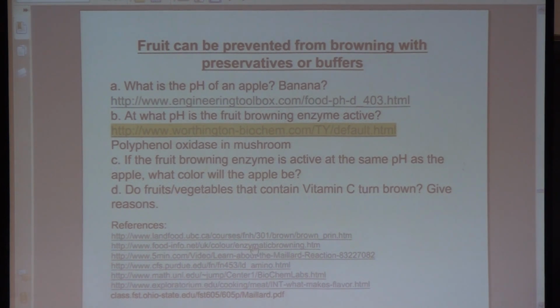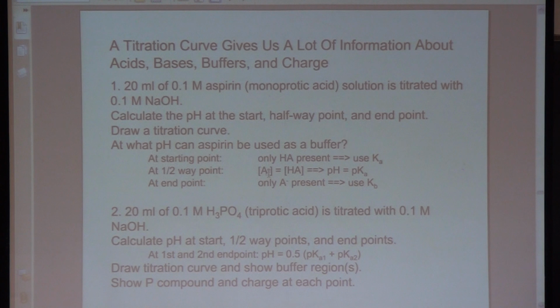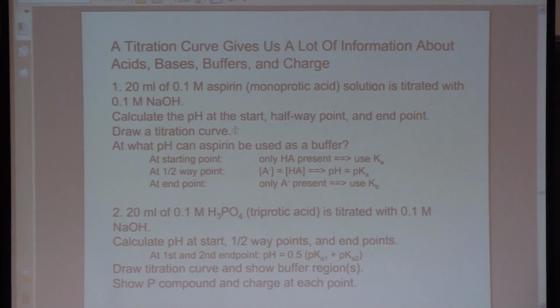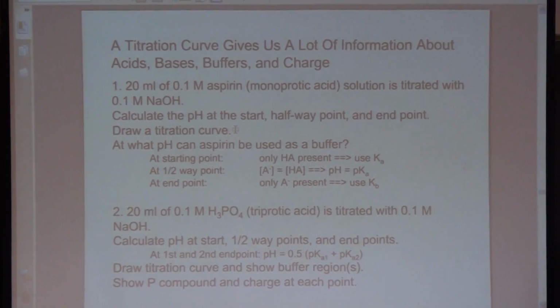Okay. Here's some references for all these fruit browning reactions, which you can take a look at if you want to. Now again, we looked at these titration curves. Let's see if we can do a few practice problems again. This is actually involving a monoprotic acid. You have 20 milliliters of 0.1 molar aspirin that's titrated with 0.1 molar sodium hydroxide. Calculate the pH at the starting point, halfway point, and at the end point. Draw a titration curve for the titration of aspirin with sodium hydroxide. And then we want to figure out, based on the titration curve, at what pH can aspirin be used as a buffer.